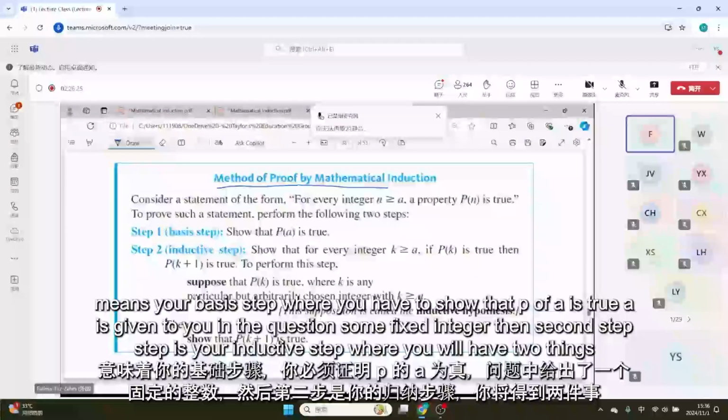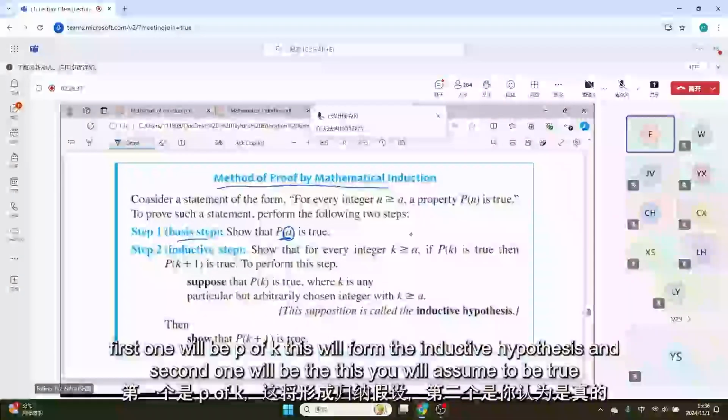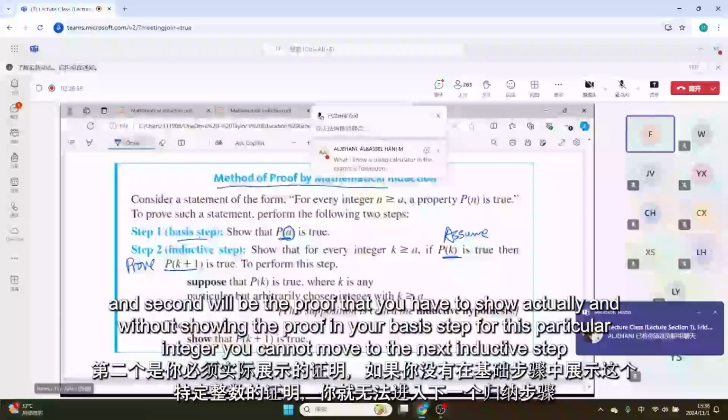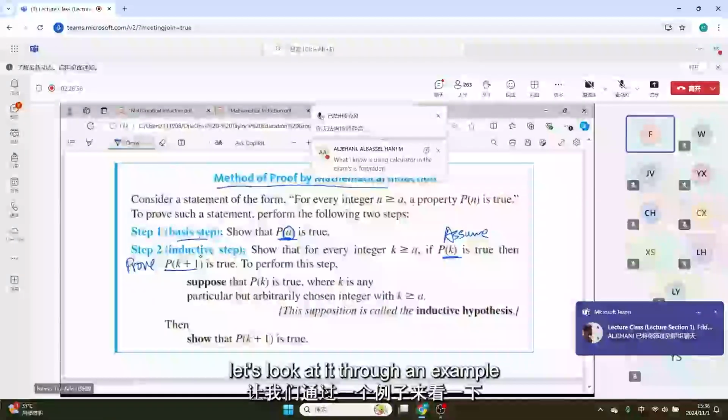Your basis step is where you have to show that P of a is true, where a is some fixed integer given to you in the question. Then the second step is your inductive step, where you will have two things. First one will be P of k, which will form the inductive hypothesis, and you will assume it to be true. The second will be the proof that you have to show actually. Without showing the proof in your basis step for this particular integer, you cannot move to the next inductive step. Let's look at it through an example.